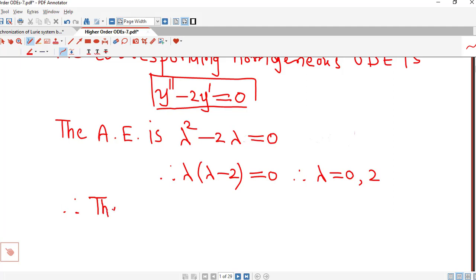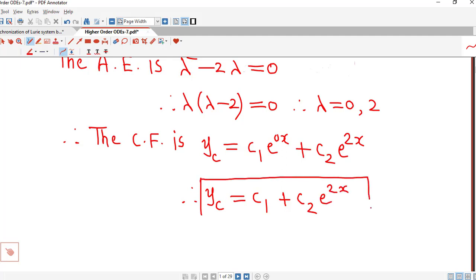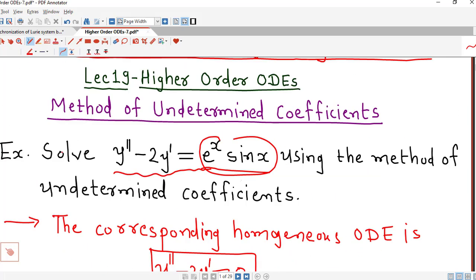So therefore the complementary function is y suffix c equal to c1 e raised to 0x plus c2 e raised to 2x. And because e raised to 0x is 1, we can rewrite this as c1 plus c2 times e raised to 2x. So this is the complementary function of given non-homogeneous equation. Now we try to find out particular solution or particular integral.